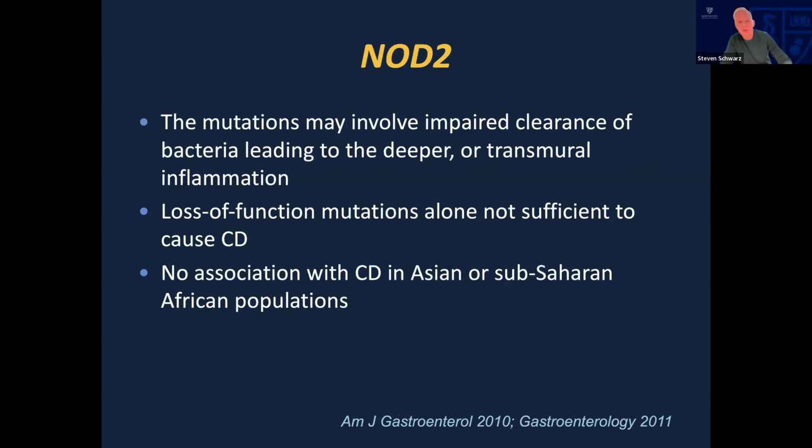So when you have a NOD2 mutation, this may involve impaired clearance of bacteria, as shown on the previous slide, leading to deeper or transmural inflammation. However, the loss of function mutations alone are not sufficient to cause Crohn's disease. And there's been no association of NOD2 mutations in Crohn's disease among Asian or sub-Saharan African populations. This appears to be unique to European populations, and again, in and of itself is not sufficient to result in disease.